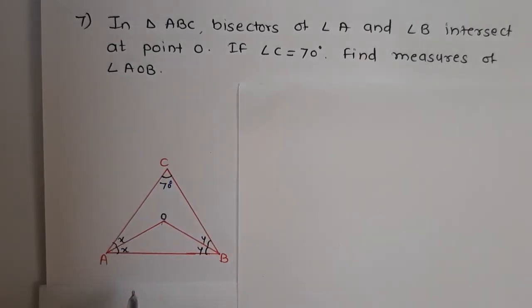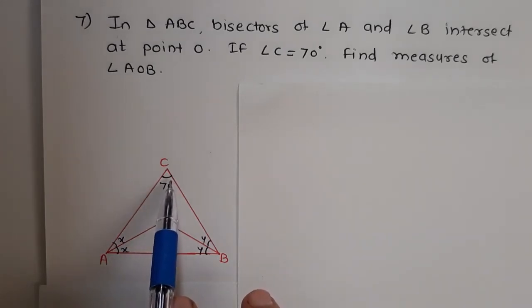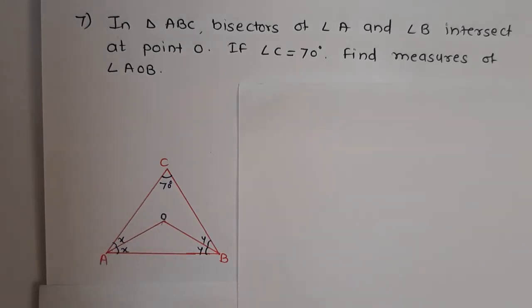Now according to the information, first of all we have to draw the diagram. Here it is given that bisectors of angle A and B intersect at point O. That means AO is the angle bisector of angle CAB, and OB or BO is the angle bisector of CBA. These both bisectors intersect each other at point O. Angle C is given 70 degrees. We have to find the measure of angle AOB. Now see the solution.